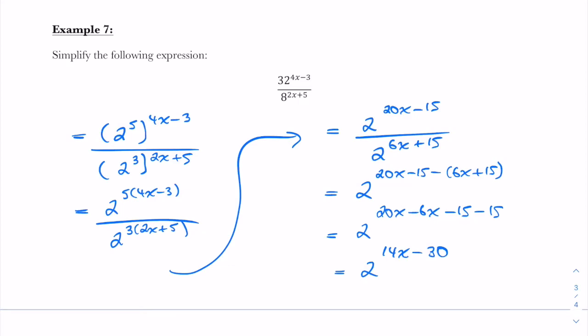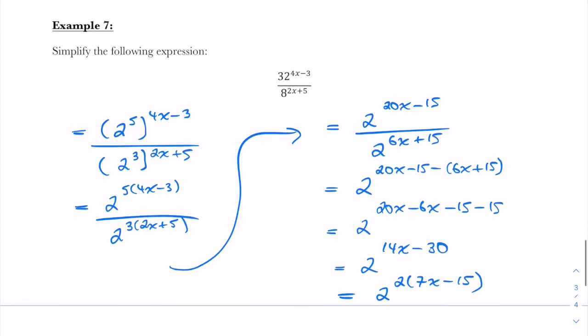Sometimes you might see an answer written factored. So what I mean is, in the exponent, you can see a greatest common factor of 2. So occasionally you may see it written like that. So I'll just show you both ways. If you ask me, both answers are acceptable. Okay, moving on.